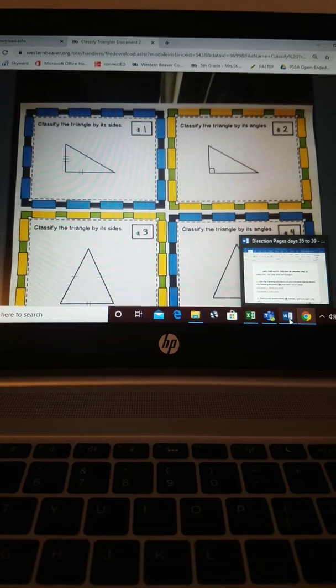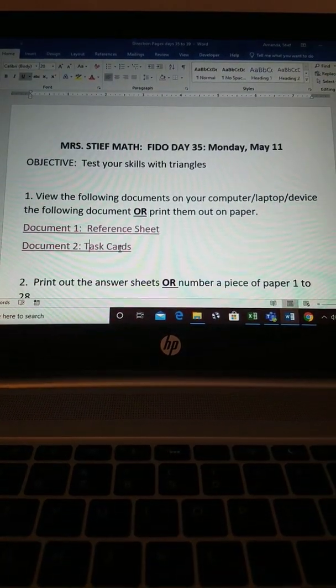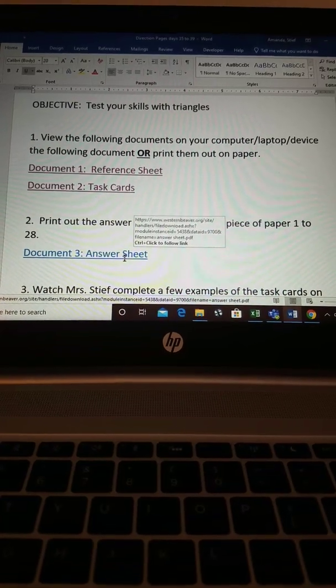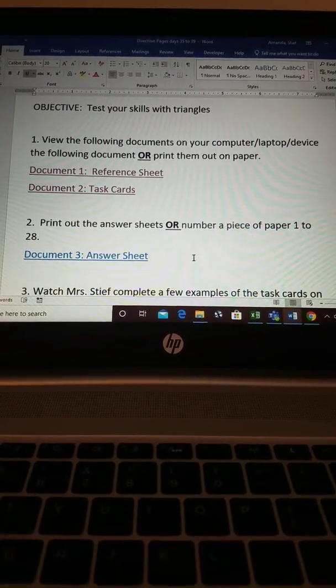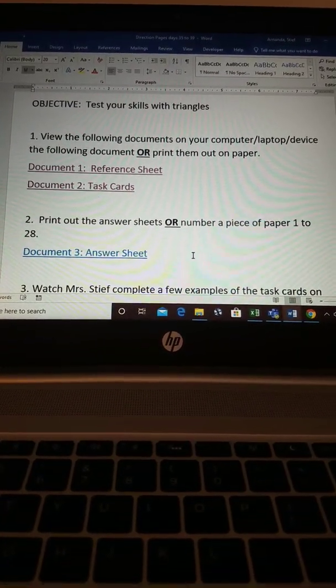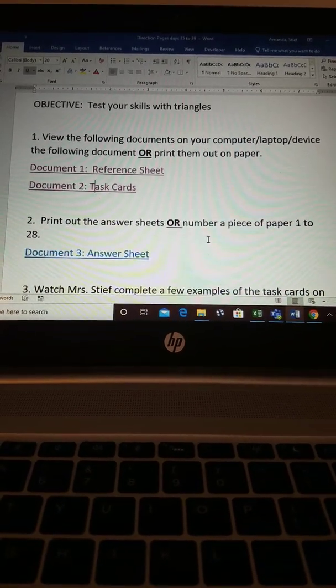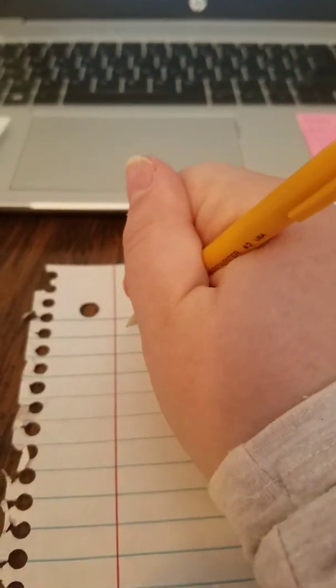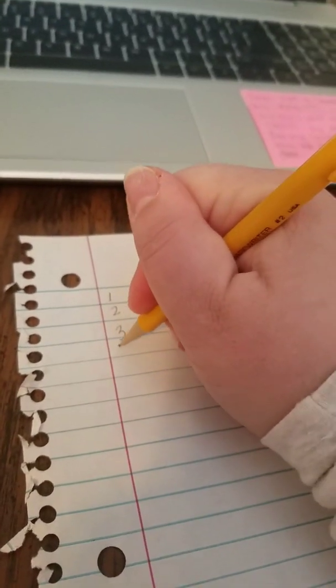I'm going to go back down to the Word document that I sent to your parents. And right here, I tell them they can print out this answer sheet. And if you click that answer sheet, it'll come up and you could print it out. Or like I'm going to do, you can just number a piece of paper from 1 to 28. So I'm going to take a moment right now and do that, okay?